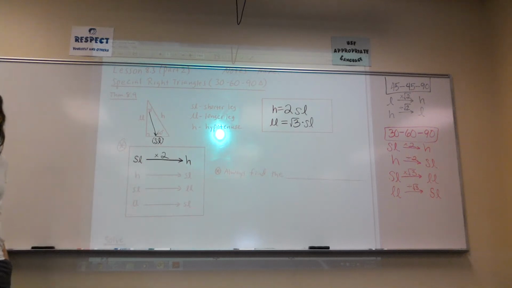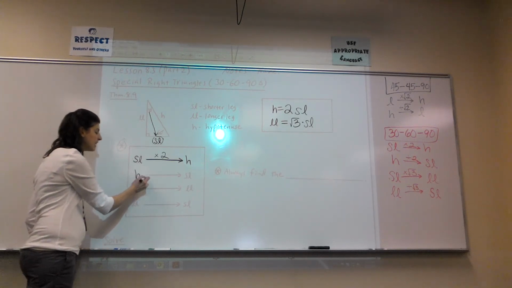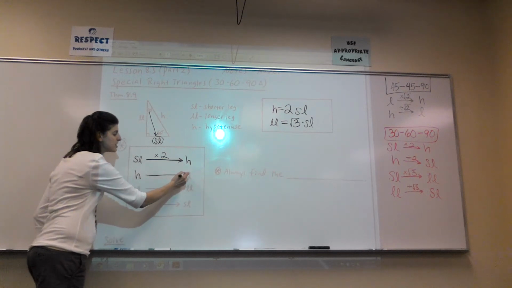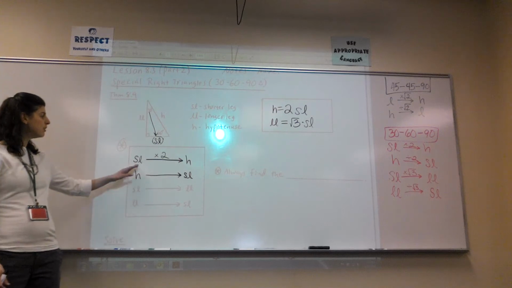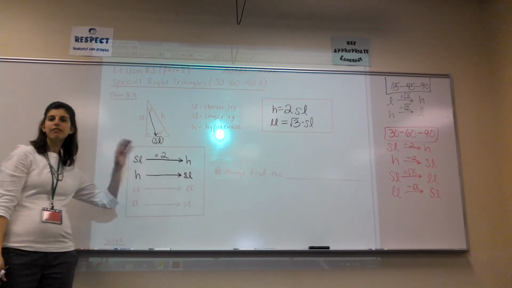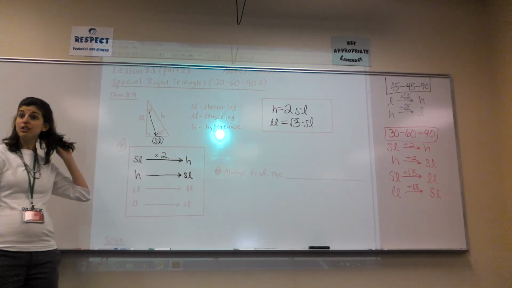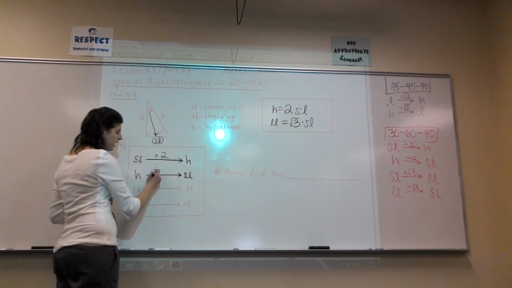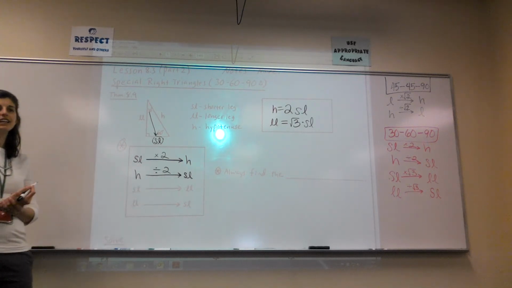Okay? If you're given the hypotenuse and you want to come up with the short leg, kind of reverse that. All right, you switch which one you're given. What will you do to come up with the short leg if you're given the hypotenuse? Anybody? Divide by 2. Very good. Okay, divide by 2 because you're going to reverse what you just did.